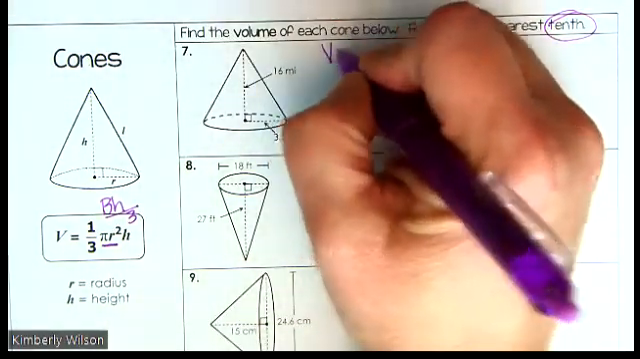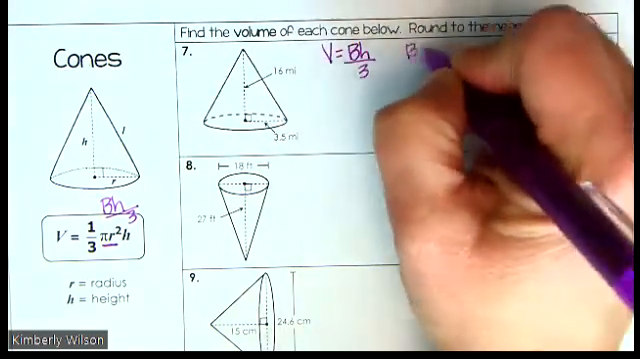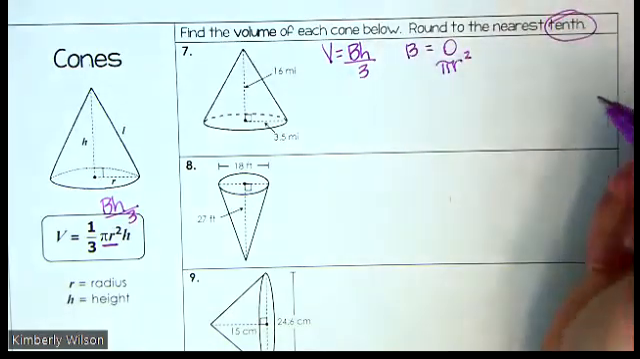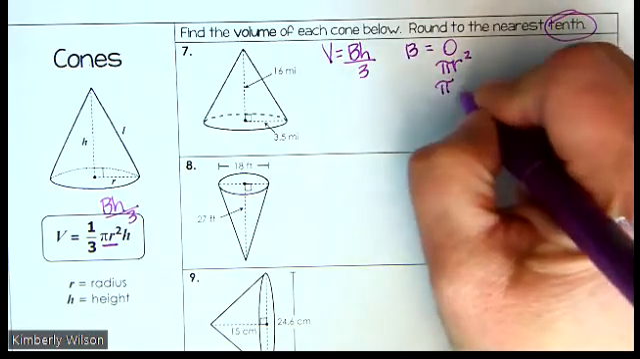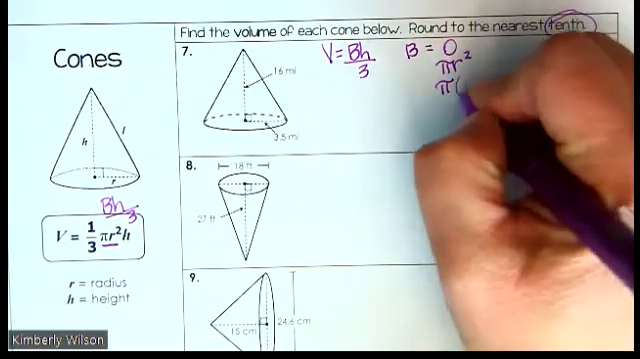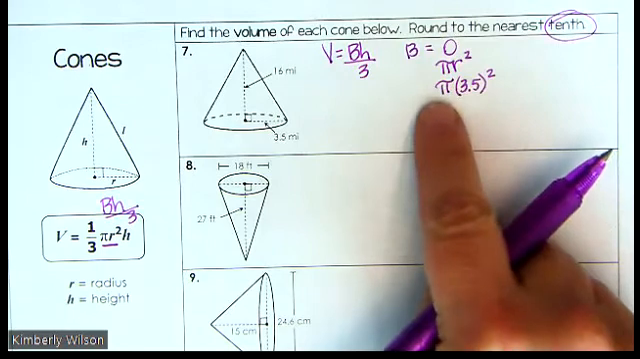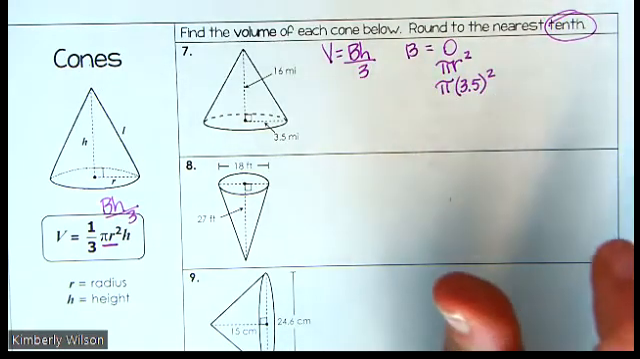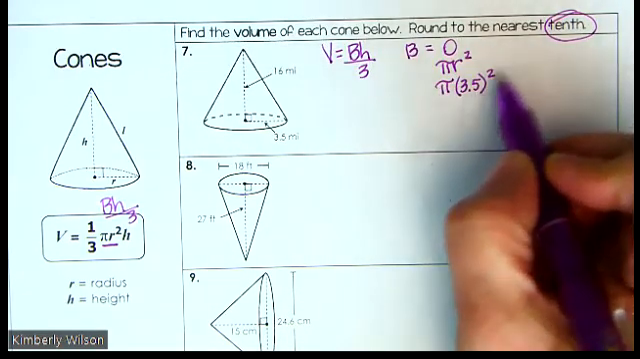So we have capital V equals capital B times H divided by 3. My base shape is a circle, so that's pi r squared. So I have pi times, well, what's my radius in here? 3.5 times 3.5 squared. Notice the pi is not squared, the radius is squared. Some of you made that mistake on quizzes and so forth. The pi is not squared, the radius is what's squared.